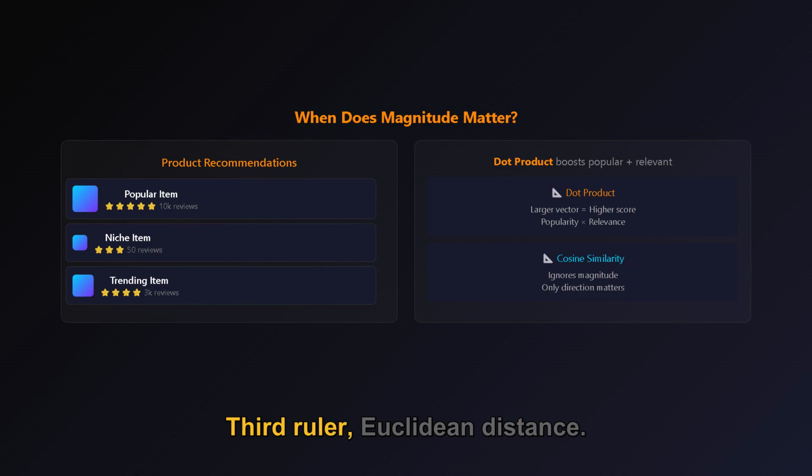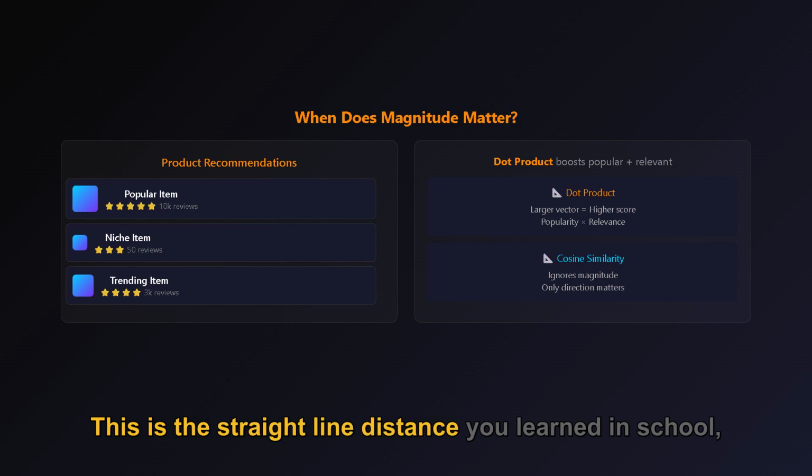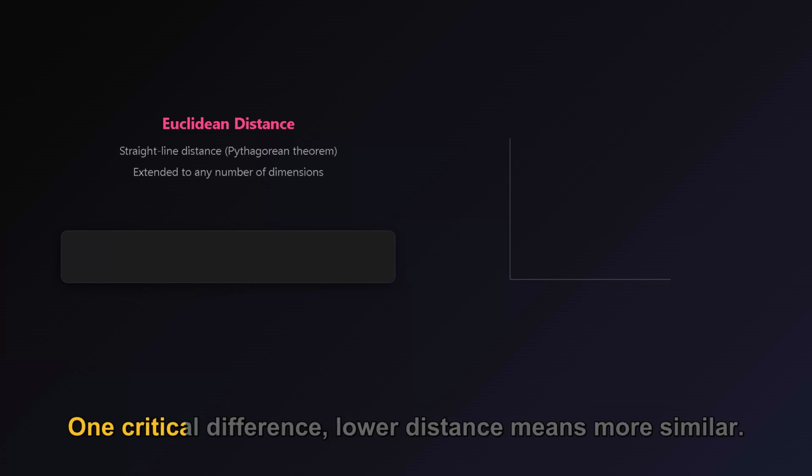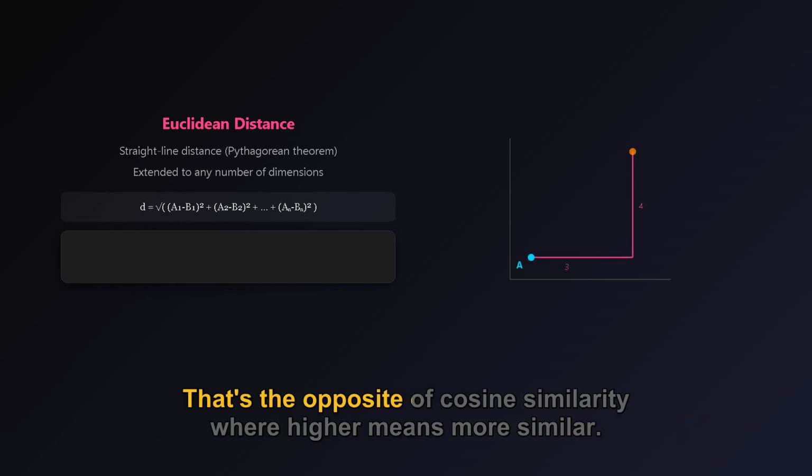Third ruler, Euclidean distance. This is the straight-line distance you learned in school, the Pythagorean theorem extended to any number of dimensions. One critical difference: lower distance means more similar. That's the opposite of cosine similarity, where higher means more similar.